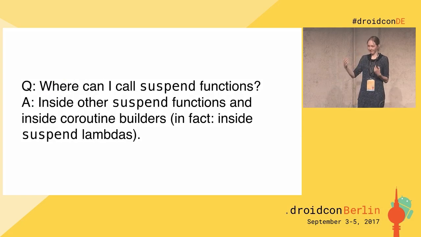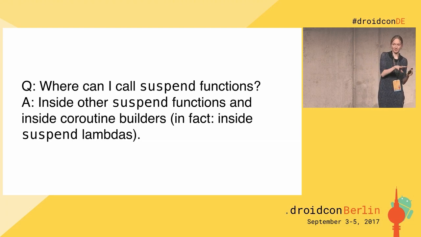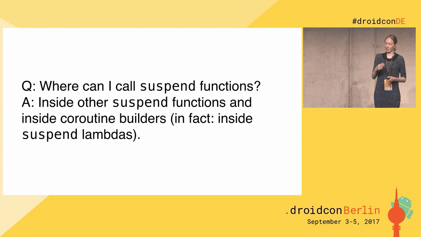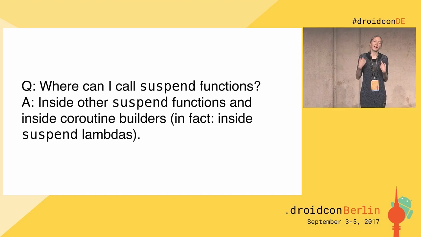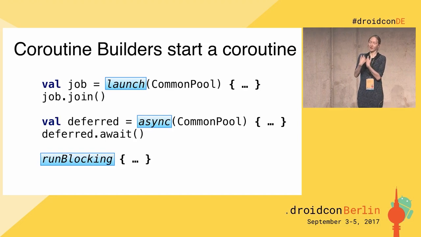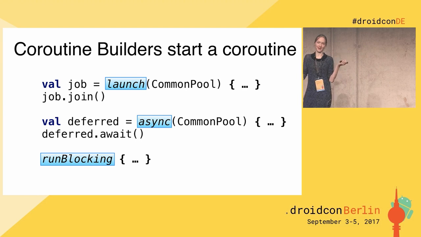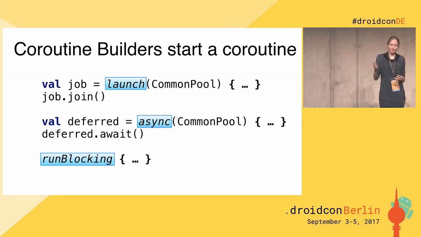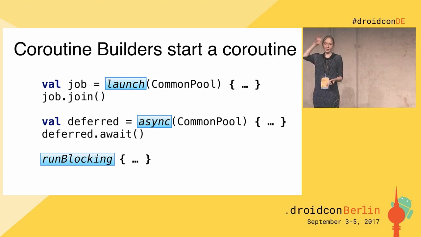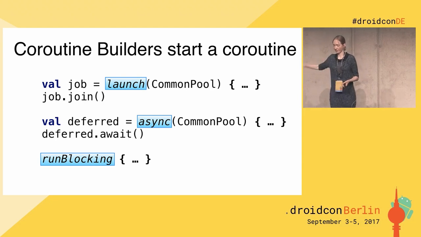And there might be a question again. Where can you call the suspend function? And the answer is that you can call a suspend function either inside other suspend functions or inside so-called coroutine builders. And we already saw coroutine builders. Coroutine builders is just a formal name for launch and async functions. And their goal is to start a coroutine. And there is one more, runBlocking, which actually interacts with the regular blocking world, and runBlocking will be the entry point to this coroutines programming.